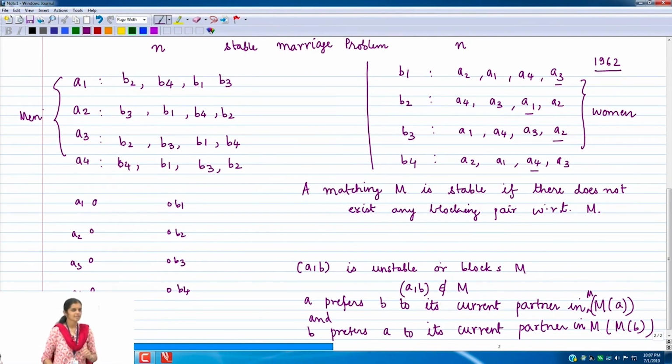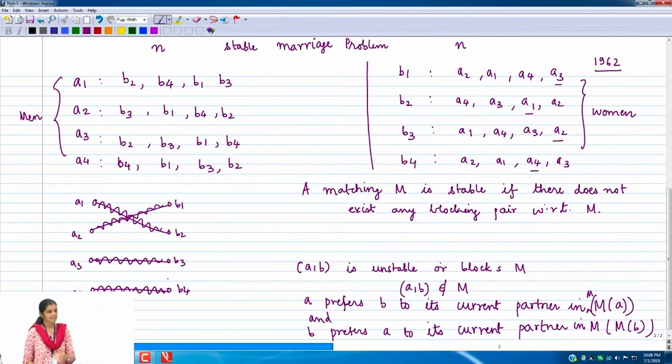Okay, any suggestions from anybody? Yes. Okay, can you say A1 to B2, A2 to B1, A3 to B3, A4 to B4. Okay, so she has given us this assignment, which is a valid assignment.